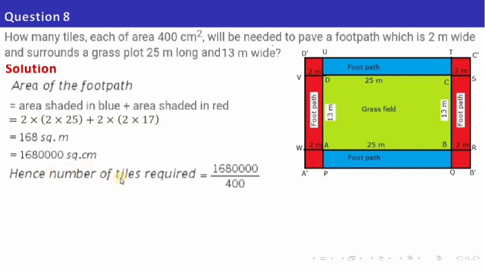So the number of tiles is found using the formula: area of the footpath divided by area of each tile. Area of the footpath is what we obtained to be this much, and area of each tile is given to be 400. So when you do the cancellation, you get your answer to be 4200. Okay, so today we will see only this much. You may pause the video and note down your solution. Thank you very much.